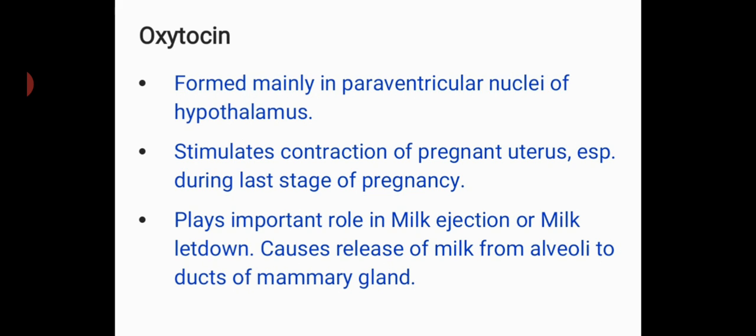Oxytocin causes contraction of myoepithelial cells that lie around the alveoli of mammary glands. In less than a minute after the beginning of suckling, milk begins to flow, a mechanism known as milk letdown or milk ejection.